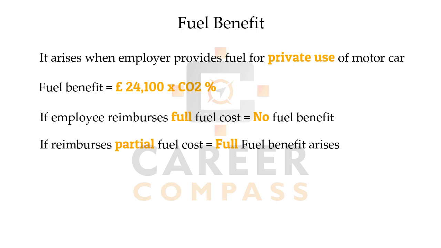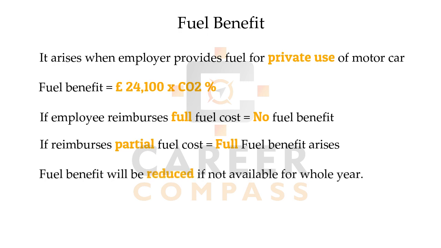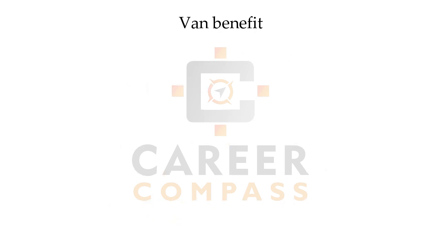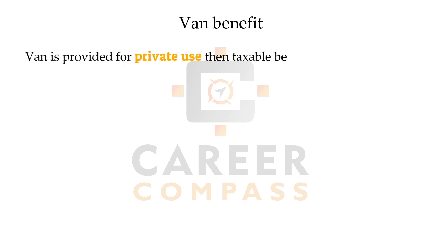If, students, the car is not provided for the whole year, then also the benefit will be taxed according to the proportion of the period given. Suppose the car is used by more than one employee, then also the benefit amount will be divided equally among the employees. Now let's see, students, if the employer has provided a van to the employee for private use, then what will be the taxable amount?